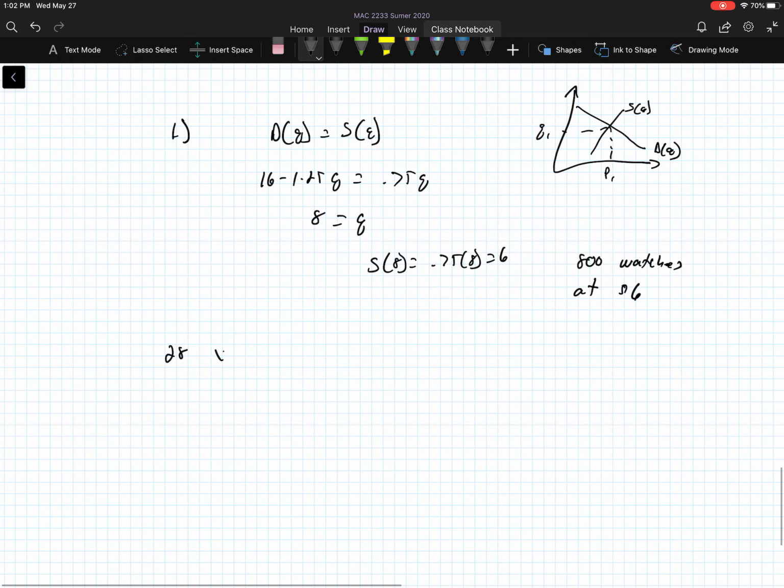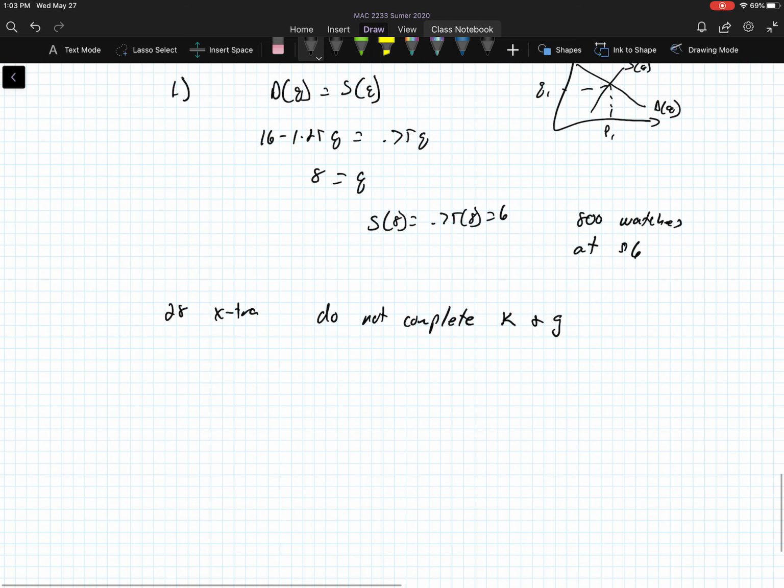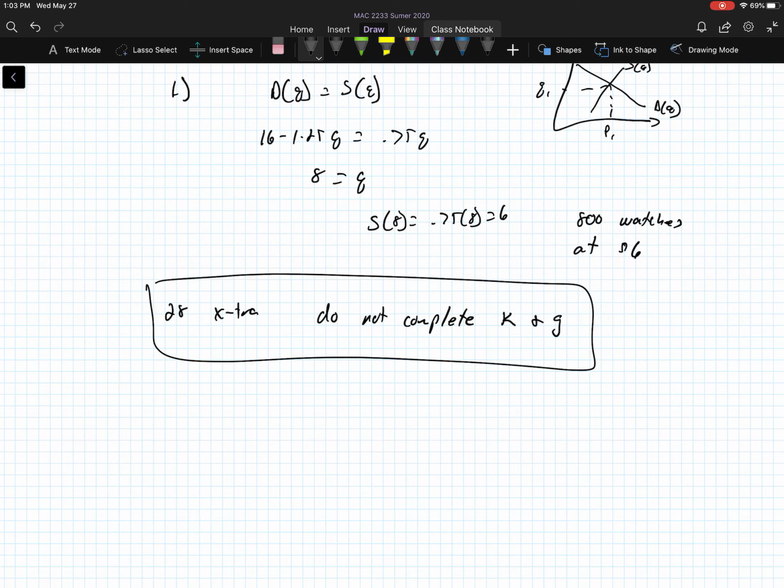I'm going to leave 28 as extra. Do not complete. Let me see. I don't want you to graph it, so don't complete K. Also, you can skip G, I think it is the one that's asking you to graph, K and G. Do not complete K and G in those.